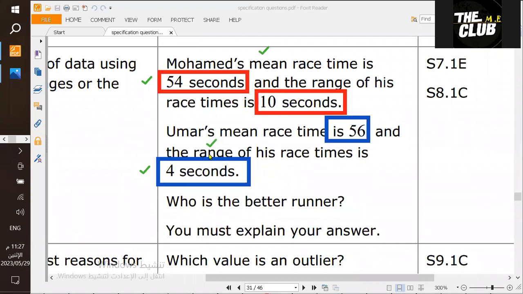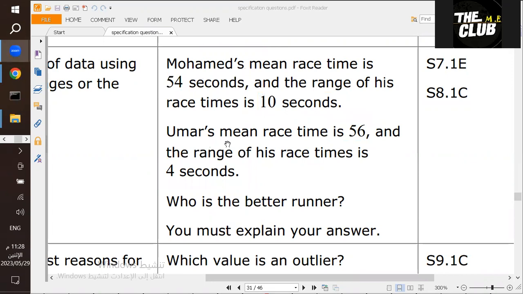And what's the meaning of range? The highest minus the lowest. Good, the highest minus the lowest. So the lower the range, it means you maintain your speed. But this one has a 10 seconds range, meaning in one race he finishes fast and in another race he loses, sometimes even by 10 seconds. The lower the range is better, the lower the race time mean is better. Okay, that's the idea.